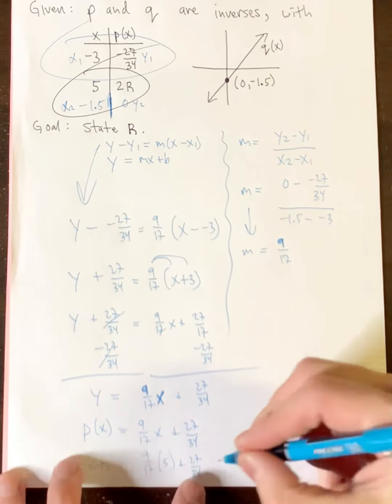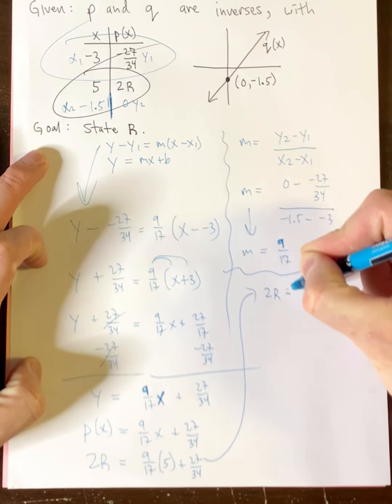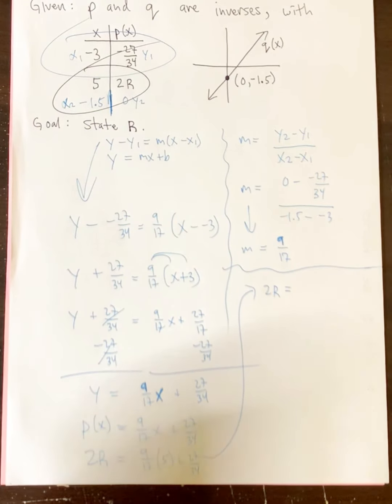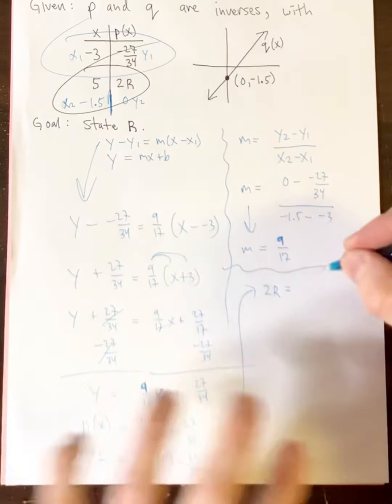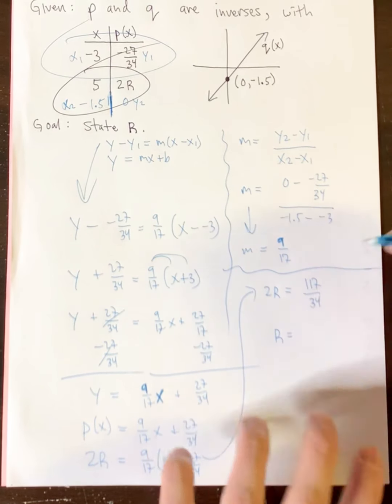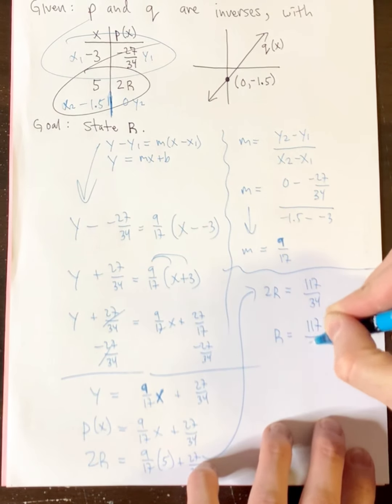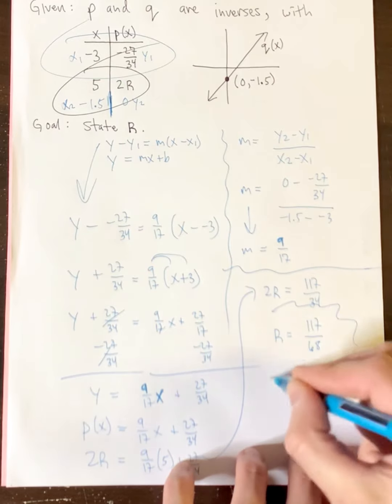And let's see. So let me bring this up here now. So we have 2R equals. And if you type that into a Casio, it will say I got 117 over 34. And then you divide by 2 to get 117 over 68. The goal was to find the value of R, and so we have.